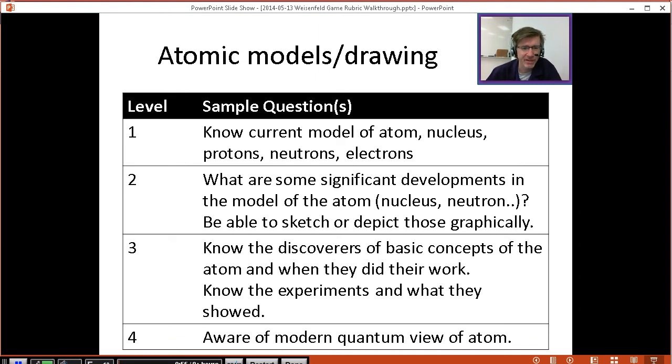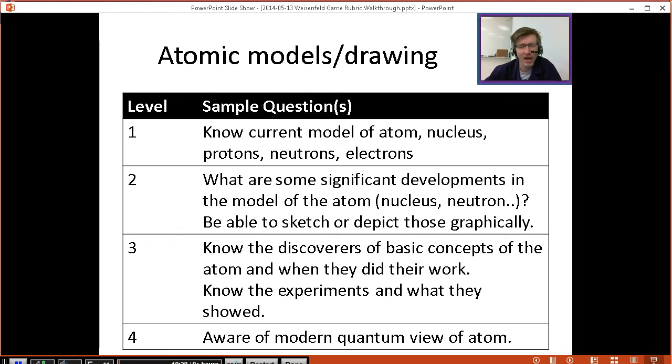All right. You need to know what some significant developments are in the model of the atom. When did we find out about a nucleus? When did we find neutrons? When did we find electrons? You should be able to sketch those models or depict those in some graphical way. Okay? And then level 3, know the discoverers of certain basic parts of the atom, when they did their work, so what century or what years, and then know the names of the experiments that they used to show or to develop their understanding of the atom.